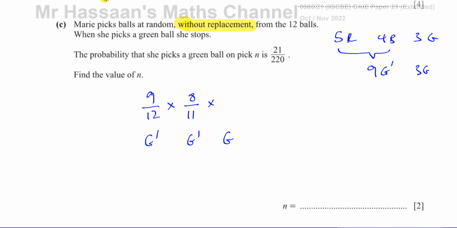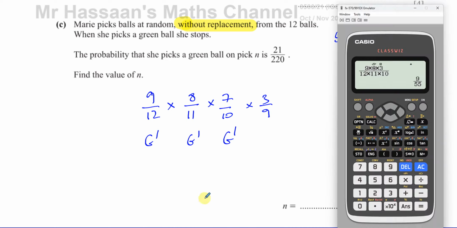We have to carry on as if it's not green. So that's going to be 7 over 10. Let's try now 3 over 9. Let's see if that works. So we had times 3. Let's just change this now to put 12 times 11 times 10 times 9 on the bottom, and on top, we're going to have times 7 there, times 3. That gives us 7 over 55. That still doesn't work. So let's carry on a bit further.